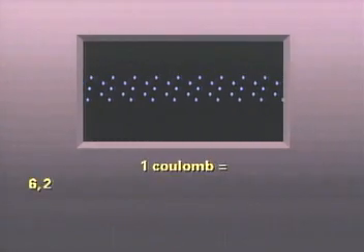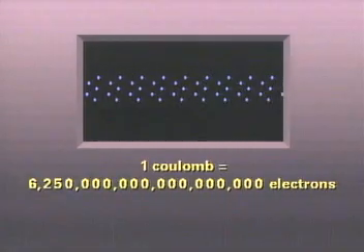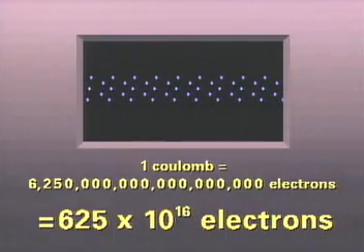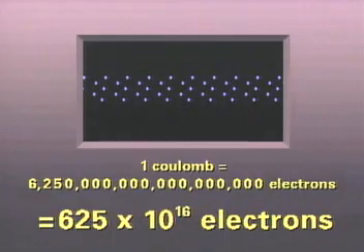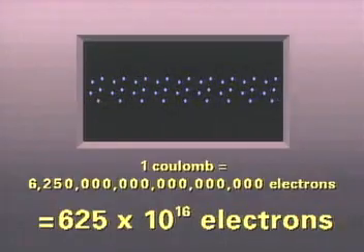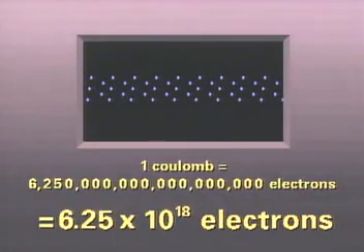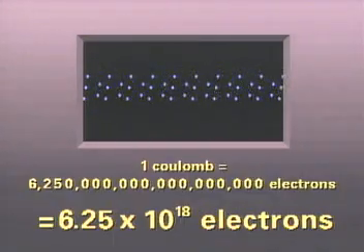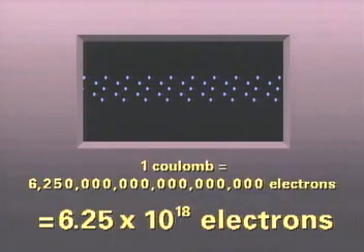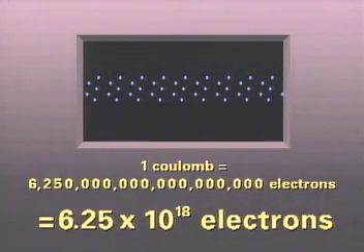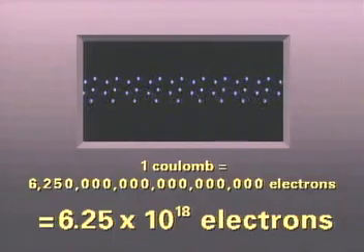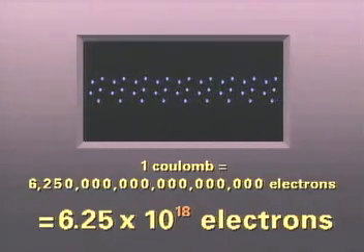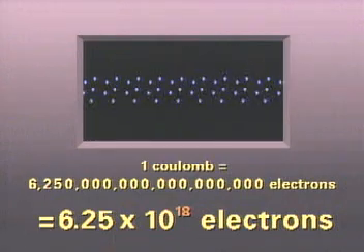For instance, the number of electrons in a coulomb, 6,250,000 trillion, was 625 times 10 to the 16th in powers of 10 notation. The same value becomes 6.25 times 10 to the 18th electrons in scientific notation. Notice that this is the same as 625 times 10 to the 16th electrons, except that we have moved the decimal point 2 more places to the left and increased the power by 2 from 16 to 18.